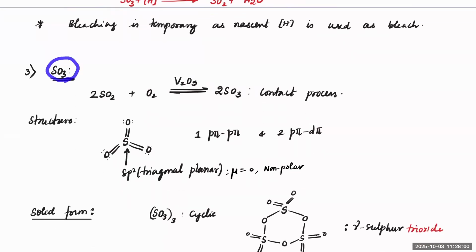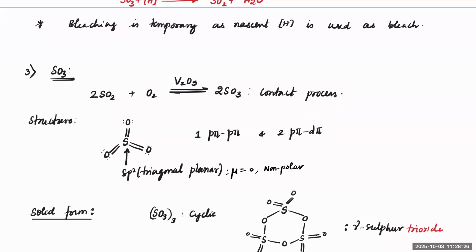Next, check out SO3. SO3 is already at the highest oxidation state, so it can only act as an oxidizing agent. It cannot be a reducing agent. So 2SO2 plus O2 in the presence of vanadium pentoxide will give you SO3. This is a standard process which is also used to make H2SO4, known as the contact process.